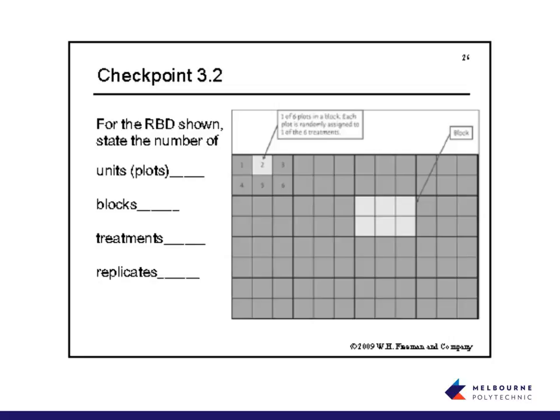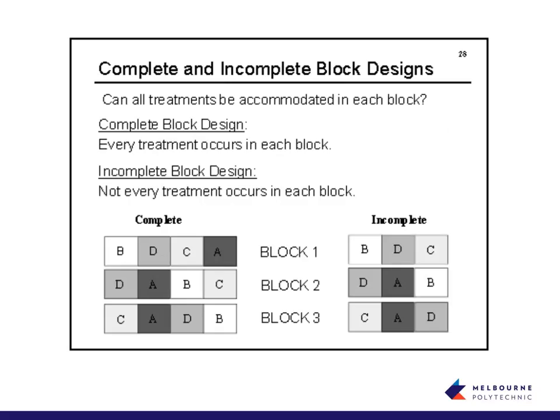replicates for each treatment. So the question now is what happens when we don't have this perfect arrangement where we have a perfectly matched number of treatments for the number of experimental units in each block. If we do have this situation, we call it a complete block design.